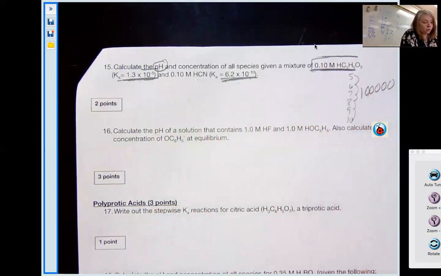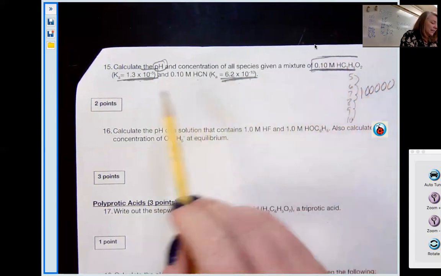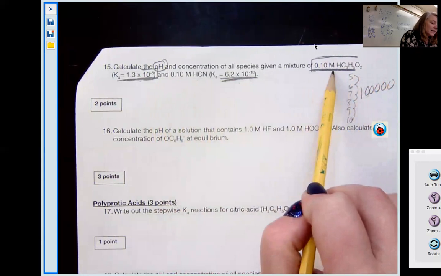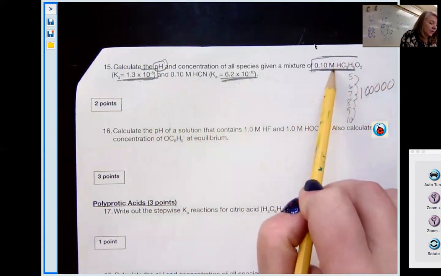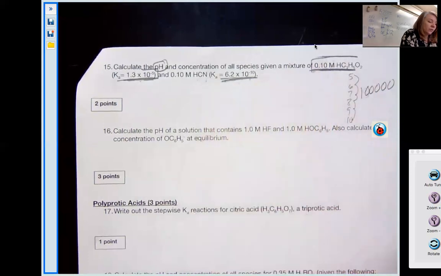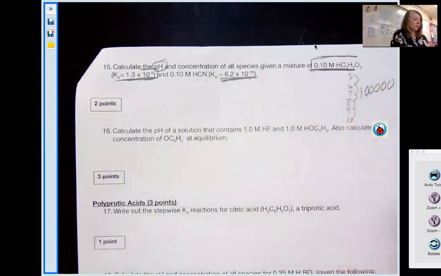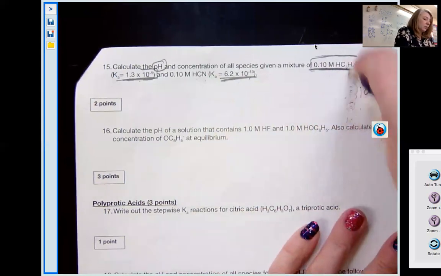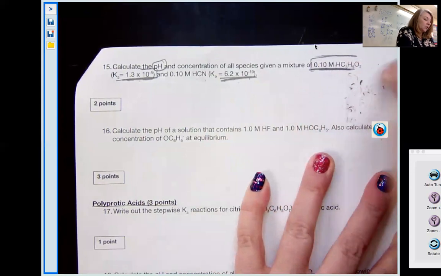100,000 times stronger is basically what you're looking at. So that means that's not acetic acid. That acid is 100,000 times stronger than hydrocyanic acid. So you're not going to see a difference in the pH when you look at sig figs. Okay, just deal with the stronger of the two in that situation.